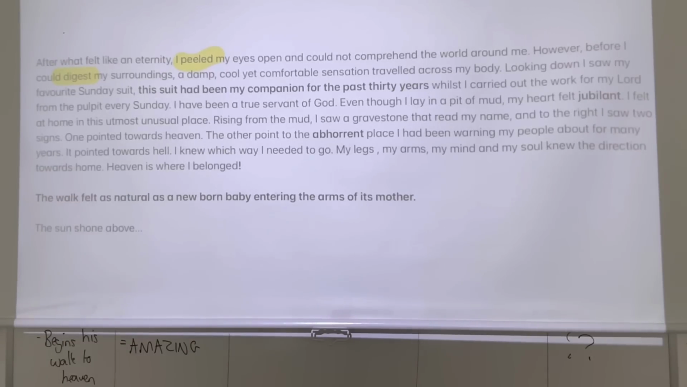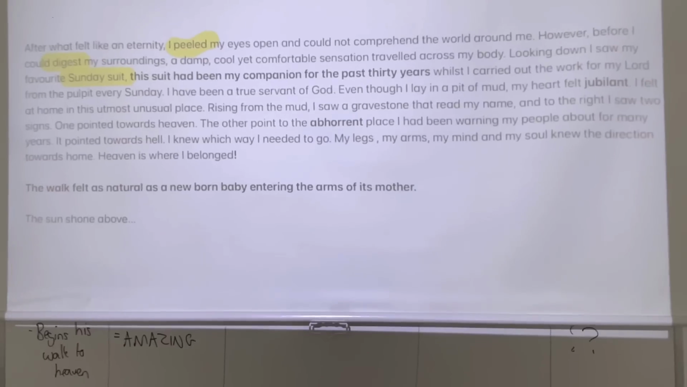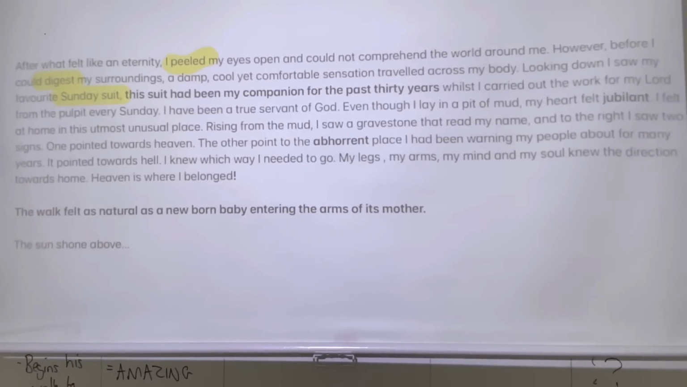Looking down, I saw my favorite Sunday suit. Now, why did I include the fact that I saw my favorite Sunday suit? Because I'm telling the reader, I'm giving the reader clues that I'm a priest without telling the reader directly that guess what, mate, I'm a priest.